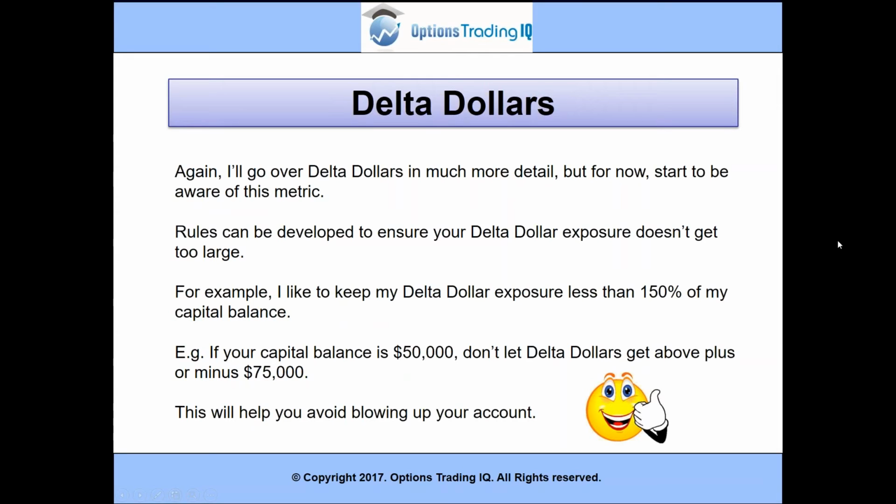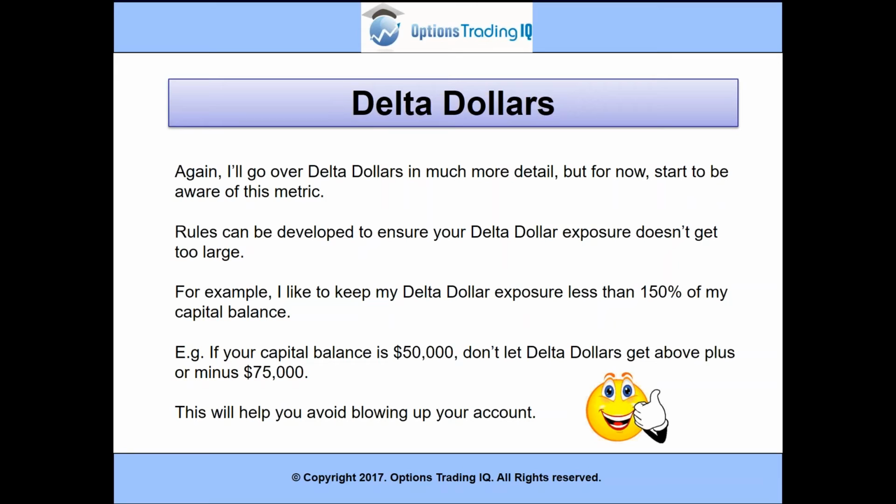All right, so again, I'm going to go over this in much more detail. So a bit of an introduction for you guys today. Hopefully open your eyes. Maybe it's something you can start looking at. Start to be aware of this metric. Maybe you can use this in your trading. And I'm going to go over rules shortly. So rules can be developed to ensure your delta dollar exposure doesn't get too large. So for example, I like to keep my delta dollar exposure less than 150% of my capital balance. Okay, so that's just a general rule that I've got in terms of risk management.